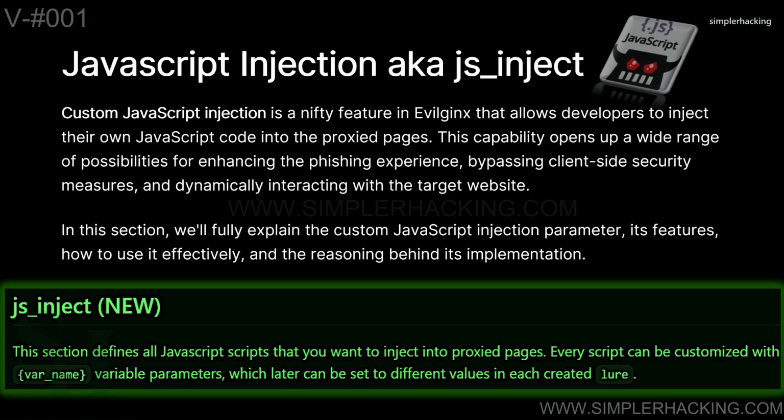Custom JavaScript injection, also known as JS inject, is a feature in EvilJinx that allows Phishlet developers to inject their own JavaScript code into the proxied pages. This capability opens up a wide range of possibilities for enhancing the phishing experience, bypassing client-side security measures, and dynamically interacting with the target website.